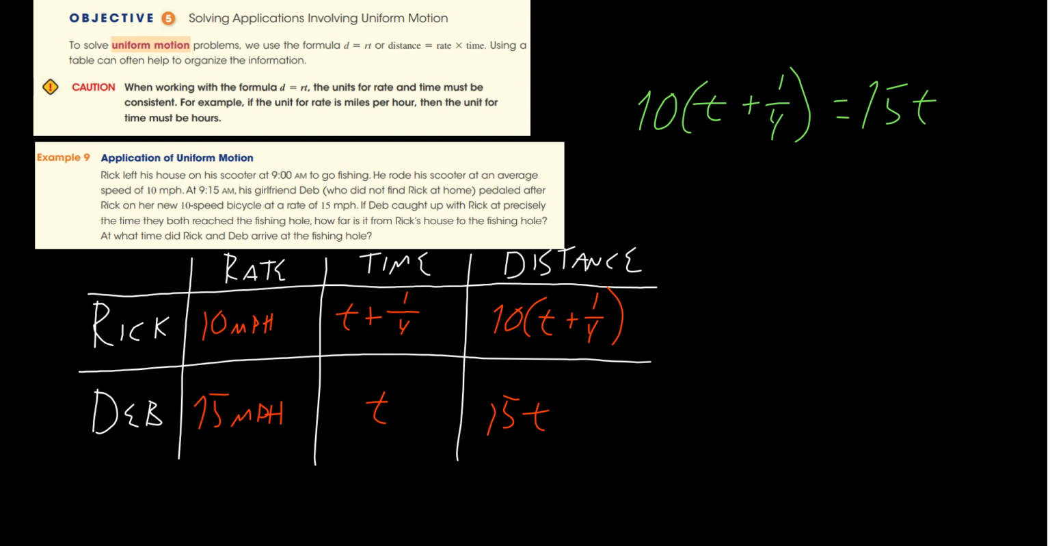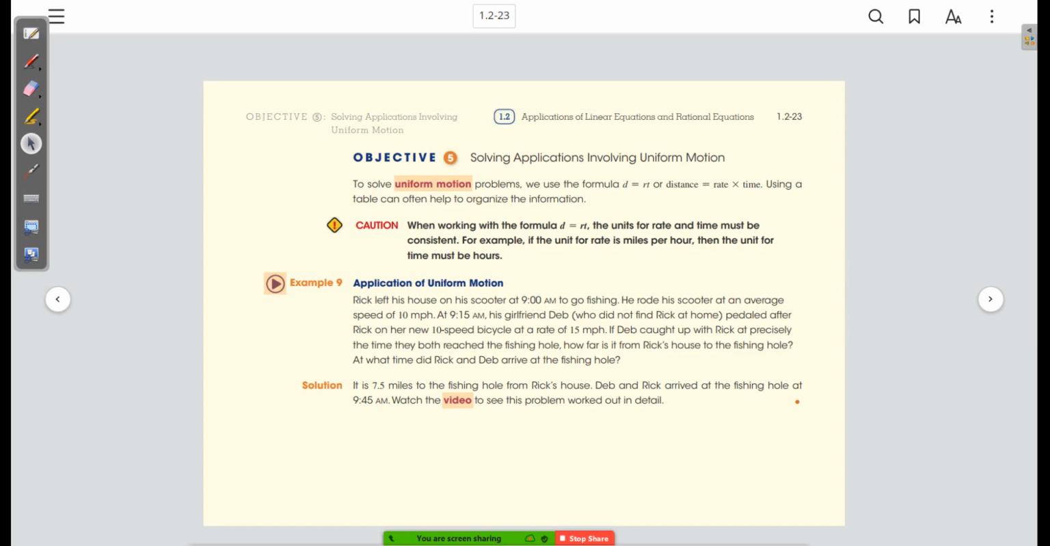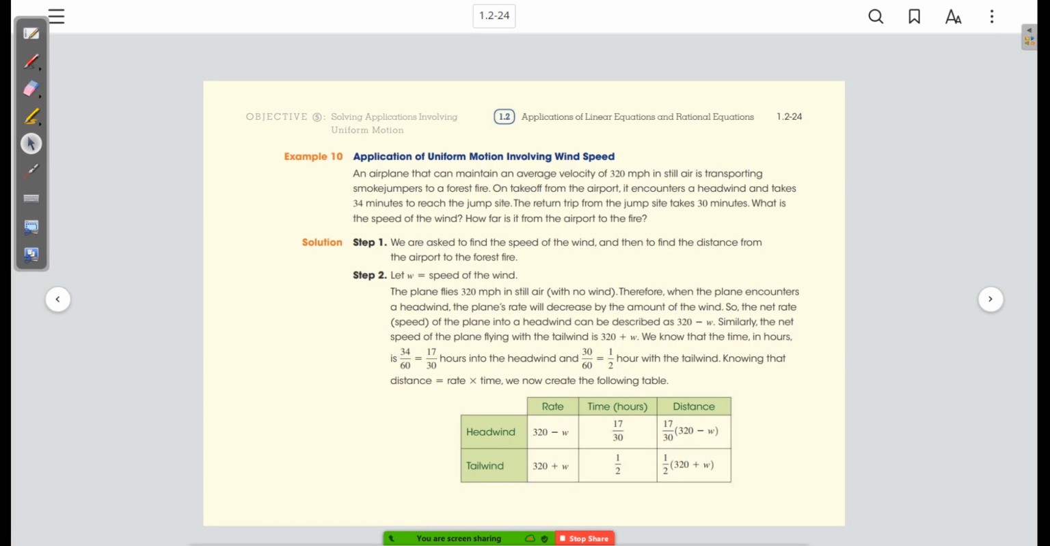Hopefully that helped you out. Making a table does help, especially when we know our formulas. Again, distance equals rate times time. How did I know to equate this? Again, it reads, Deb caught up with Rick at precisely the time they reached the fishing hole. Okay. So that would be that. Except 10.